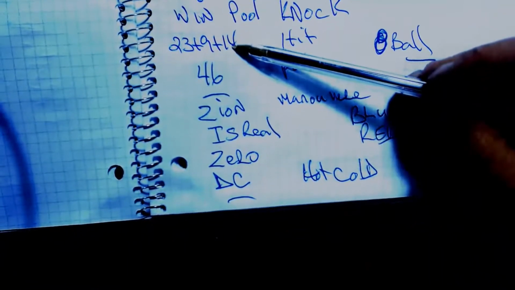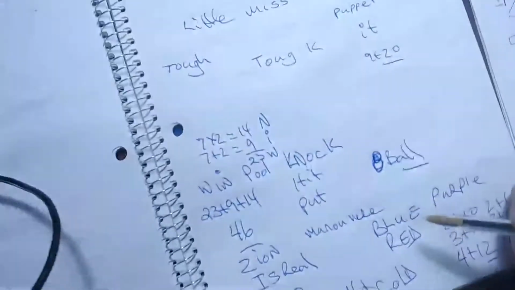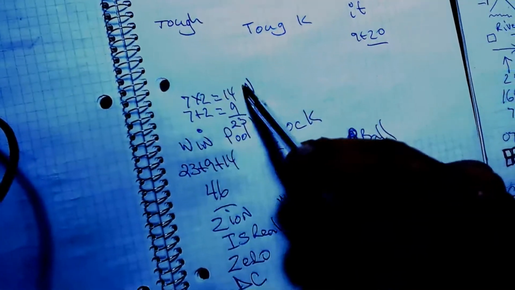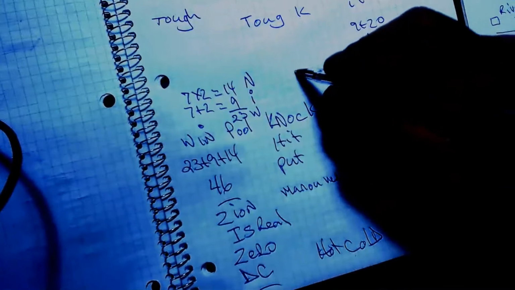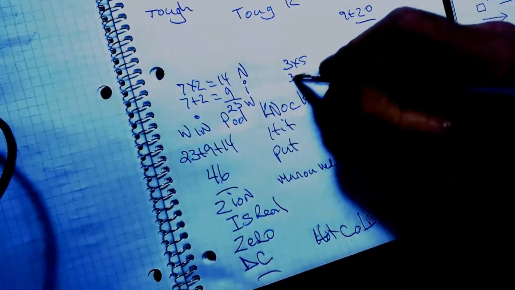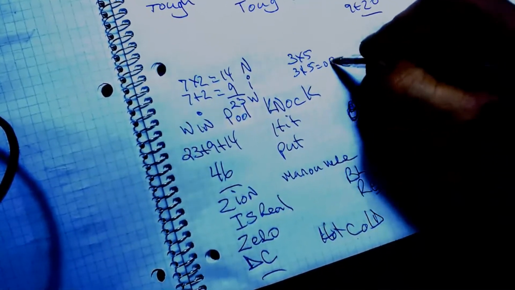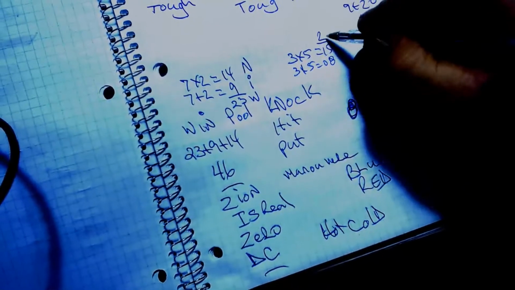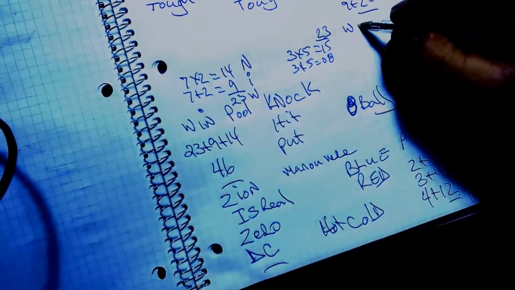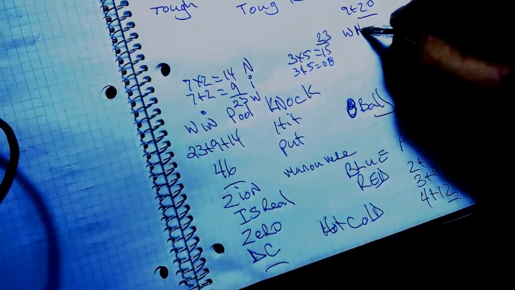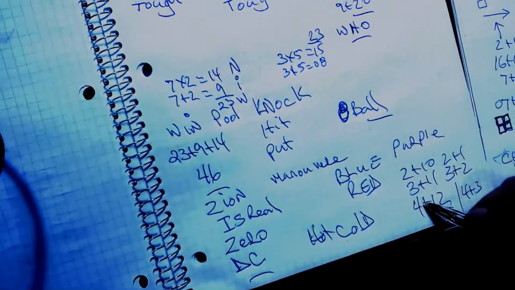23rd letter, 9th letter, 14th letter. How do we create it? 7 times 2, 7 plus 2 equals 14, equals 9, the letter N, the letter I. The total is 23, the letter W, win. 7 times 2. This is an association with 3 times 5, 3 plus 5. Equals W, H, O. Win who?